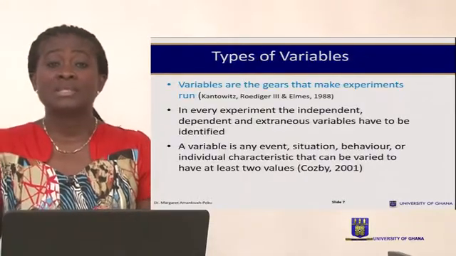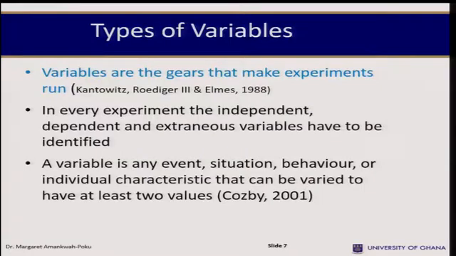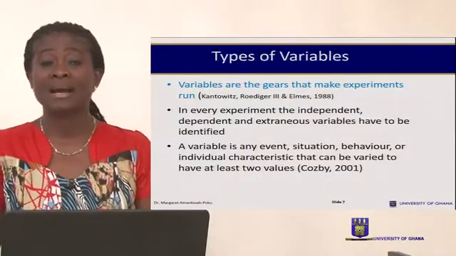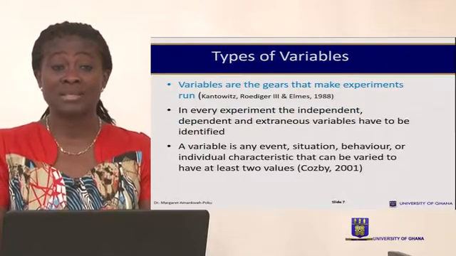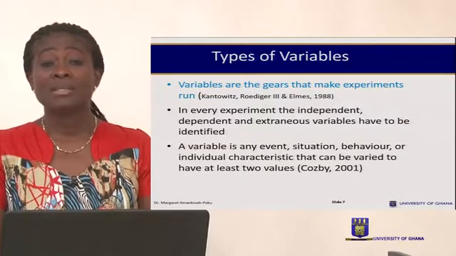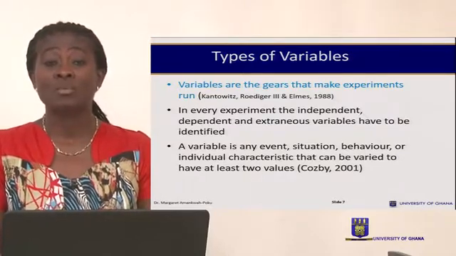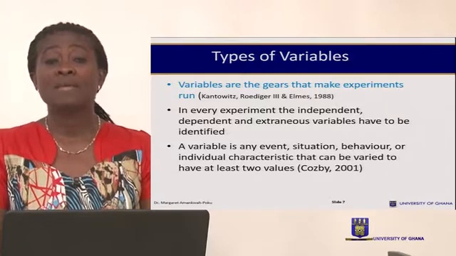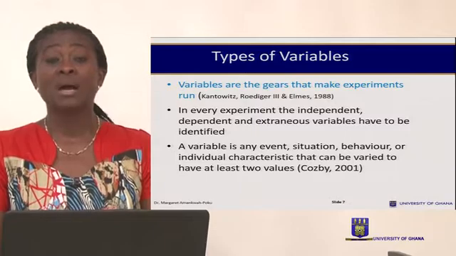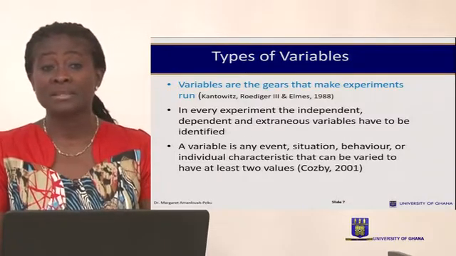So Kent always defines variables as the gears that make experiments run. So think about it. What is it that makes a car move? When I ask this question, students will always say, oh, it's the steering wheel, it's the tires underneath the car, it's the petrol in the car, etc., etc. You need all these things. But think about it. If you don't move the gears, the car will be stationary. So in the same way, variables are the gears in an experiment that make the experiment run. If you don't have the variables, you don't have an experiment.